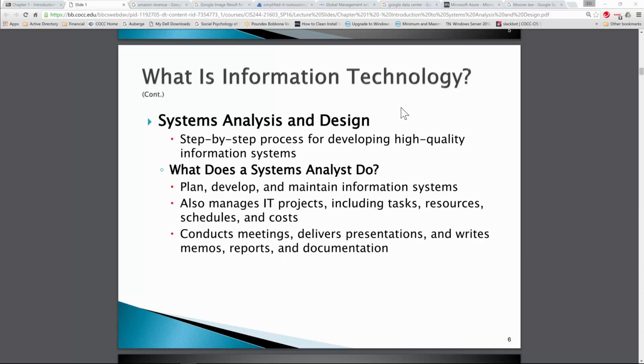So what is systems analysis and design? Well, it is a very detailed step-by-step process for developing high-quality information systems. The key here is there's no one way. There's many ways, as we'll discover throughout this class. There are many step-by-step processes. Some work for certain projects, some work better for others, and of course the one that you're experienced at using or may have had success with in the past is the one that you may choose again, but it doesn't necessarily mean it's right for the project.